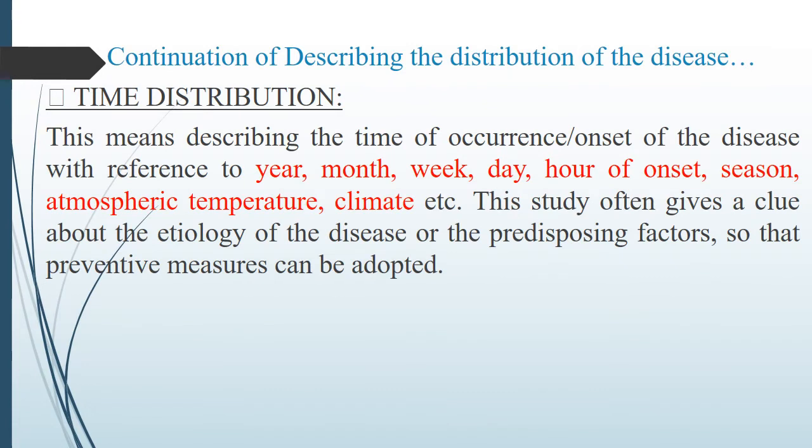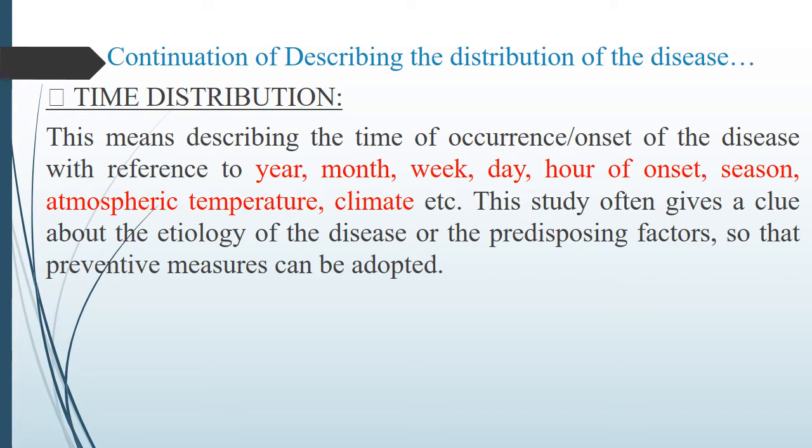Next we will see about the time distribution. Time distribution means the question, when is the disease occurring? Maybe which year or month, or how often, week, day, hour of onset, season, which season the disease is coming, maybe rainy season or winter season or summer season, and atmospheric temperature or climate. This will include. This study often gives a clue about the etiology of the disease.